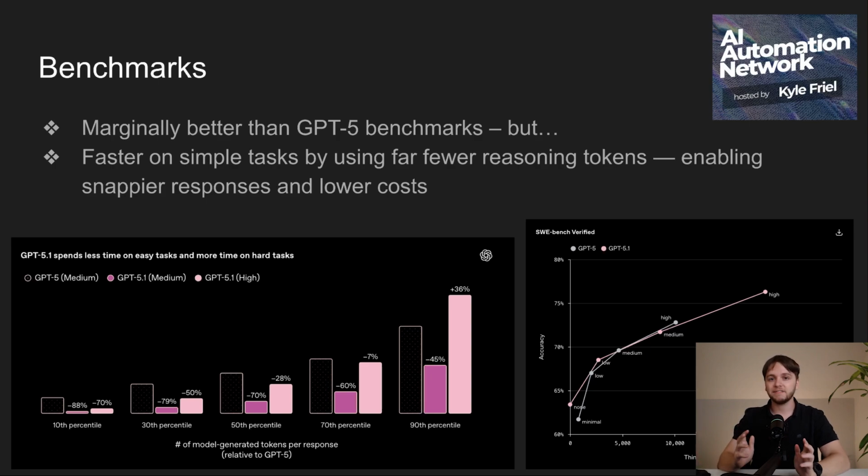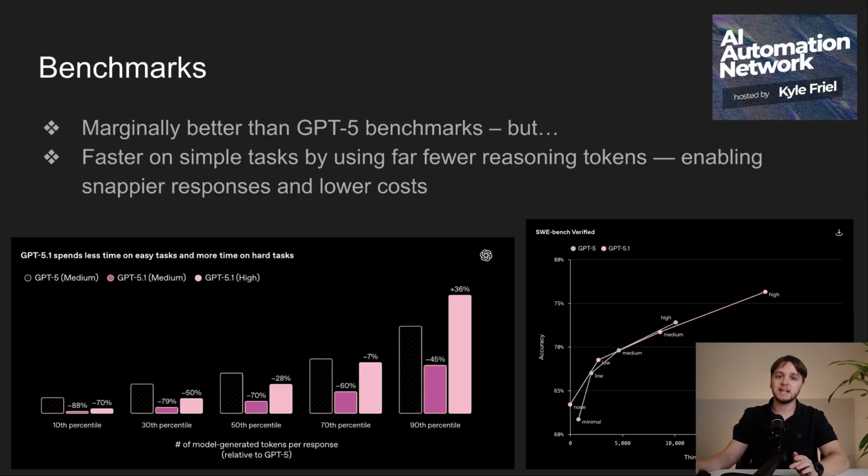OpenAI clearly heard that feedback, and they redesigned how the model allocates reasoning. If you look at the chart on the left, you can see GPT-5.1 spends far fewer tokens on easier tasks, up to 70 to 88% less, which means much faster responses and lower token usage.